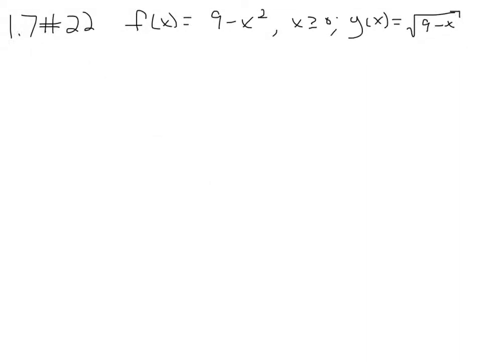Section 1.7, number 22. We're given two functions. In this case, f of x is 9 minus x squared for x greater than or equal to 0, and g of x is the square root of 9 minus x. We're told to show that f and g are inverse functions algebraically, and then we're going to use a graphing utility to graph and describe the relationship between f and g.